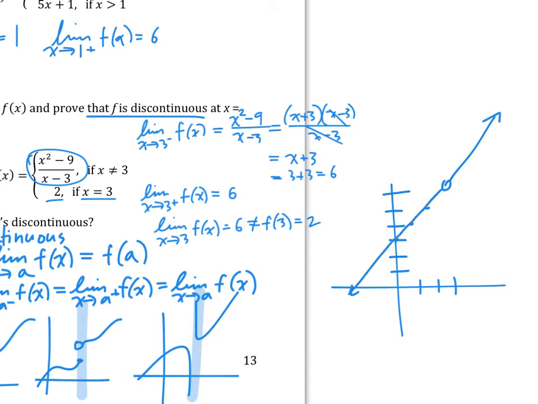Okay, so this is the piecewise function. Everything besides 3, use this one. And then at 3, use 2. So this is what it looks like. So you can see that when the limit as x is going to 3 from the left-hand side, y is going to 6. And when it's coming from the right-hand side of 3, y is also going to 6. But the actual number at 3 is 2. So we have a hole, removable discontinuity. So we just showed that this is discontinuous.